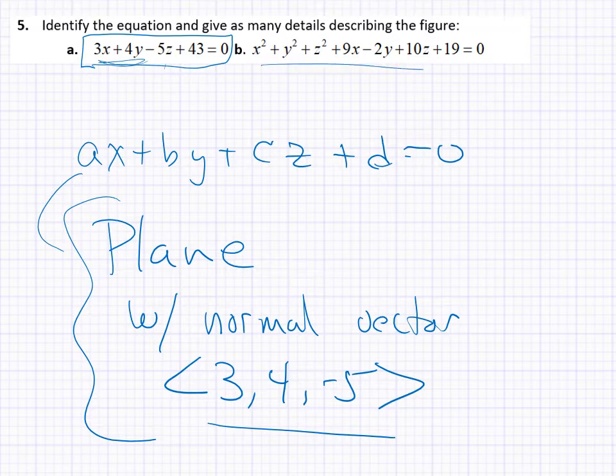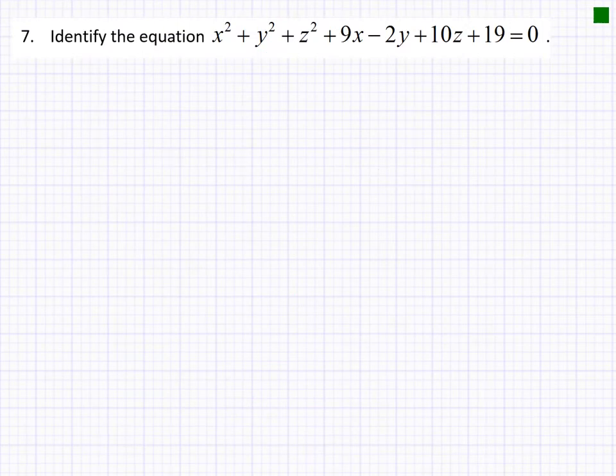All right, now we look at this one. Well, this one's not a plane, right? So we have to figure out what this is. We got quadratic in all variables, so we're going to have to do a little completing the square to see what this ends up being. But nonetheless, we're going to have to identify what it is. Oh, here we go, one more. So we want to identify this equation.